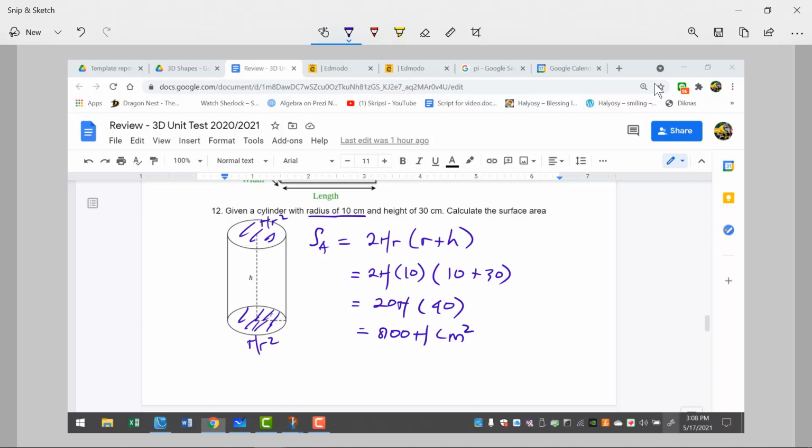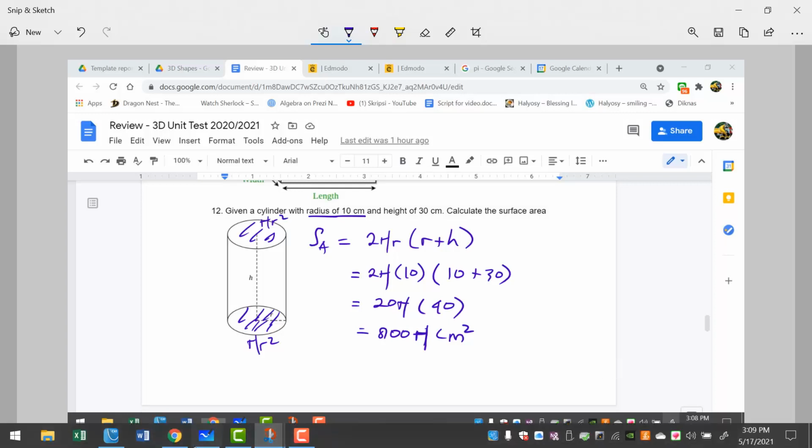Again, if you want to use decimals, that is fine, but I recommend you use this form, because this is going to be a more exact value. Okay, let's go to number 13.